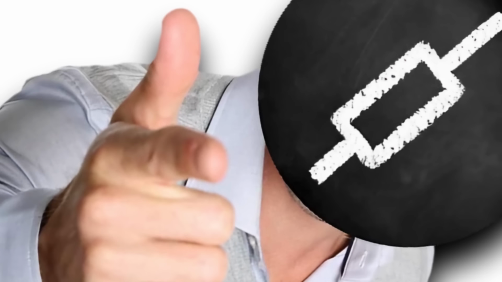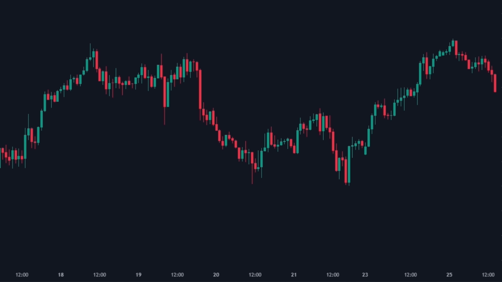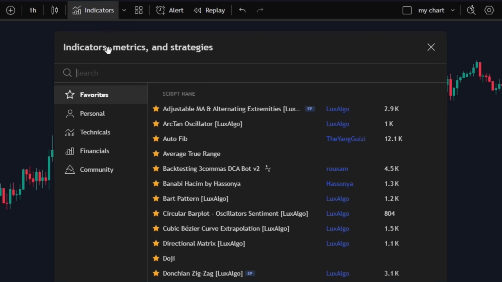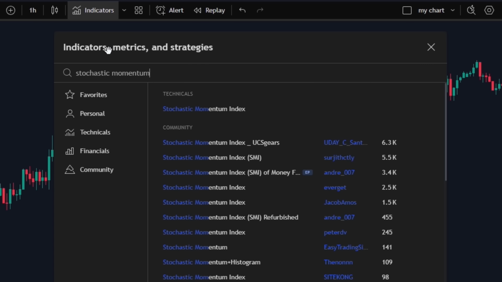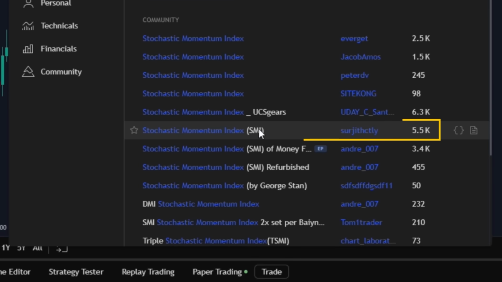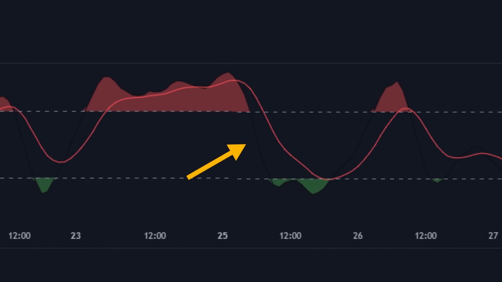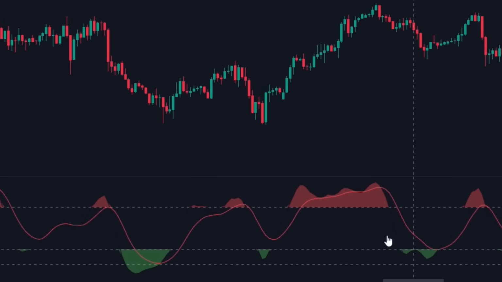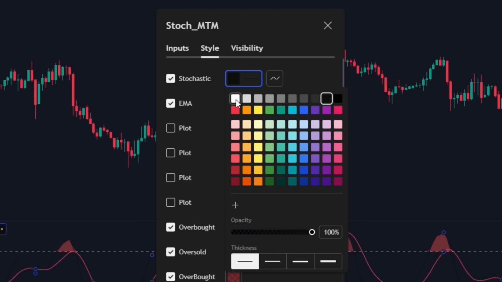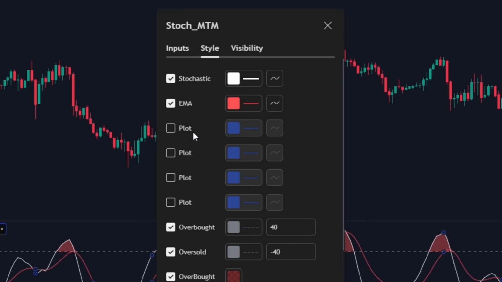complete game changer. To add it to your chart, simply open TradingView, click on the Indicators tab, type Stochastic Momentum Index, select this one. Now, when you first add this indicator, you'll notice it has a dark line that's hard to see on dark mode. Let's quickly fix that by going to Settings and changing the color to white so we can see it clearly.